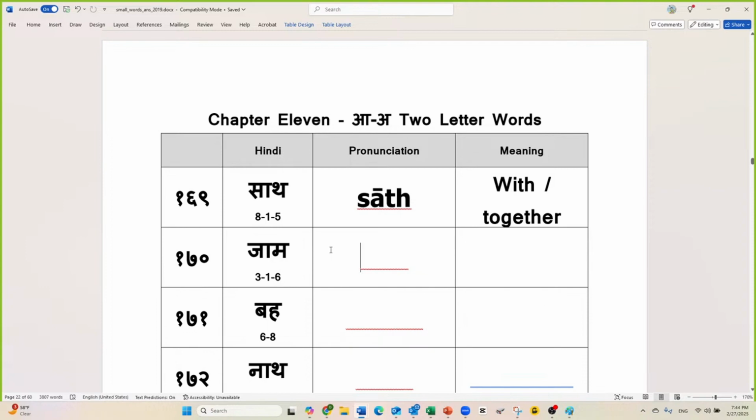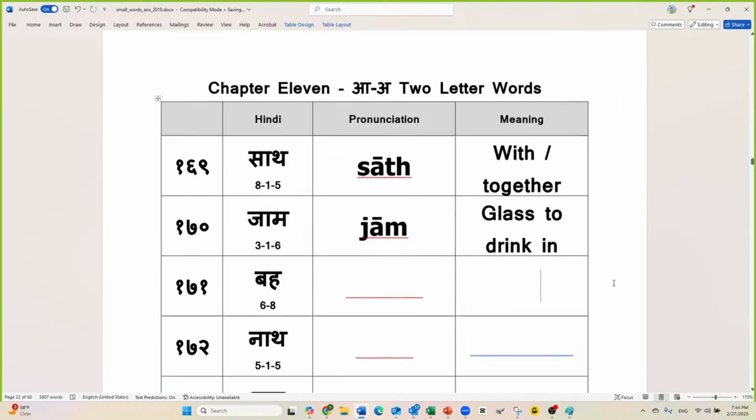Jam. And jam is an Urdu word. It means a glass in which you drink. Jam simply is a glass. Though generally the glass is filled with alcohol, but not necessarily. It could be filled with anything.